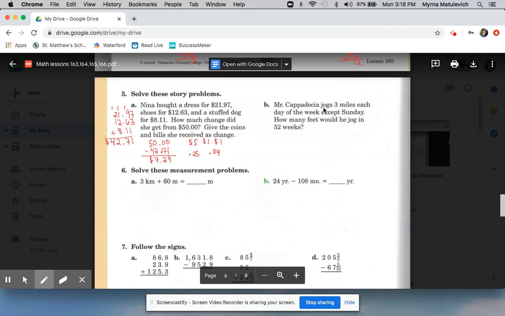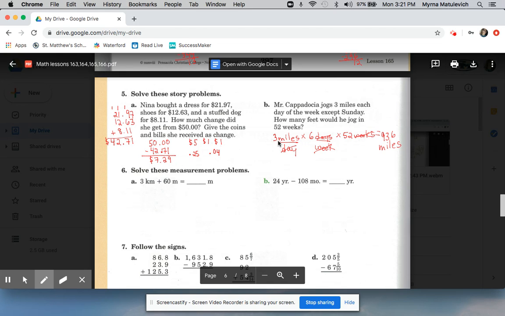Mr. Cappadocia jogs 3 miles each day of the week except Sunday. How many feet would he jog in 52 weeks? So Mr. Cappadocia jogs 3 miles a day times 6 days a week, because he doesn't jog on Sundays, times 52 weeks. And see, I can cancel out my units here because I have day in the numerator and day in the denominator. I have weeks in the numerator and weeks in the denominator. So I'm left with miles.